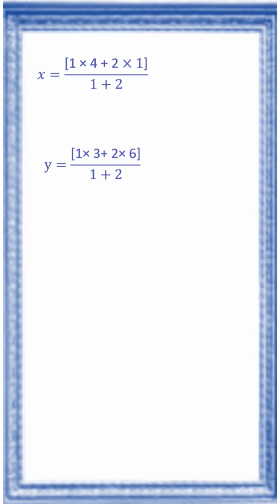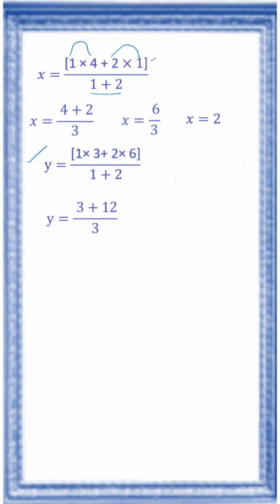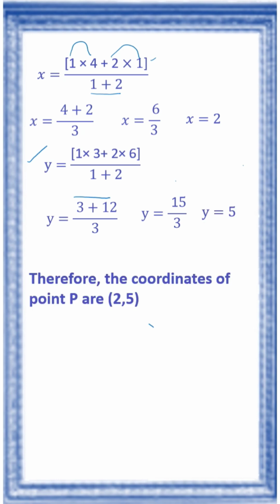Now let us solve this one. x is equal to 1 into 4 is 4, 2 into 1 is 2 upon 1 plus 2 is 3. 4 plus 2 is 6, 6 by 3. So x is equal to 2. Now let us solve this one. 1 into 3 is 3, 2 into 6 is 12. So y is equal to 3 plus 12 by 3. So y is equal to 3 plus 12 is 15 by 3. So y is equal to 5. Therefore, the coordinates of the point P are (2, 5).